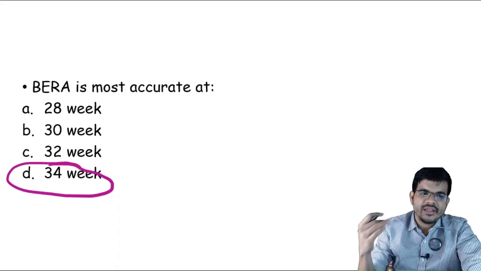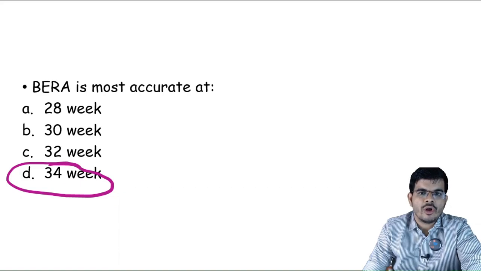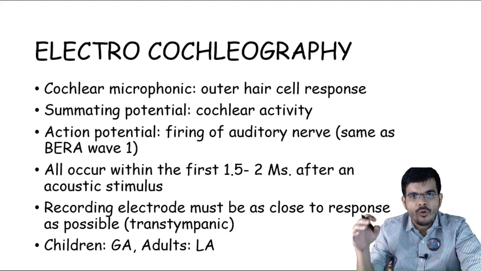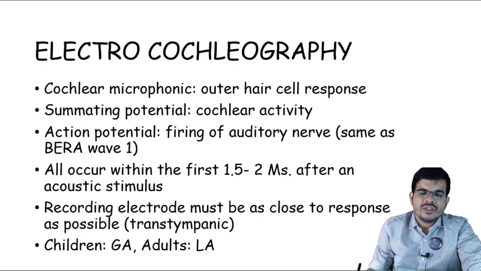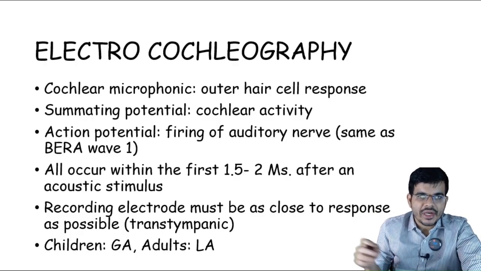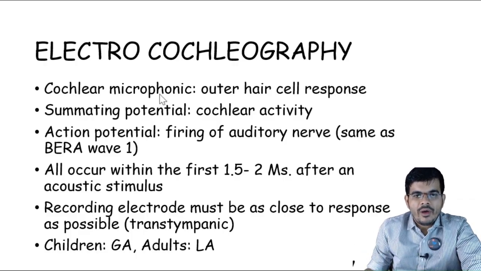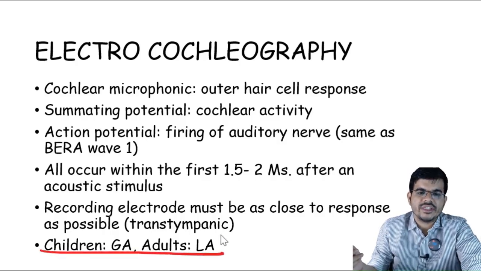Now coming to another investigation which is done for identification of cochlear hearing loss, that is electrocochleography. Here the different waves that are being generated in the cochlea are being assessed. Okay, how? By using an electrode that is pushed into the promontory, and it has to be done in GA in children, and in adults it can be done under local anesthesia.